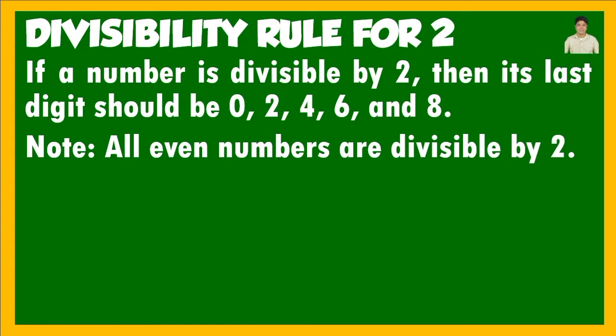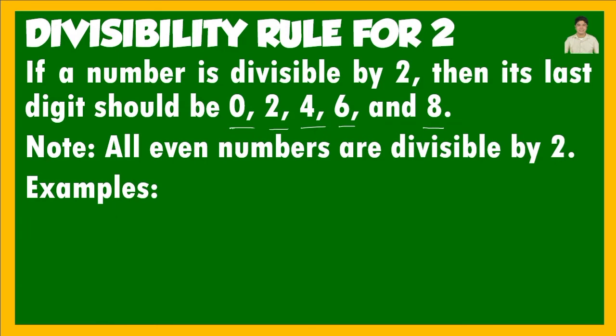The note says that all even numbers are divisible by 2. The even numbers are 0, 2, 4, 6, 8. And the odd numbers are 1, 3, 5, 7, 9. Odd numbers are not divisible by 2.